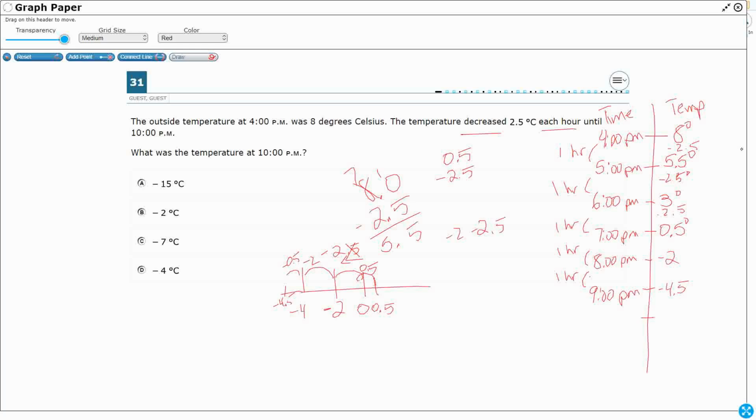We got one more jump to go. We got 1 hour, and I'm going to add negative 2.5, right? So that negative 0.5 is going to give me negative 5. And then another negative 2 is going to give me negative 7. And there we go. Negative 7. My answer there is C.